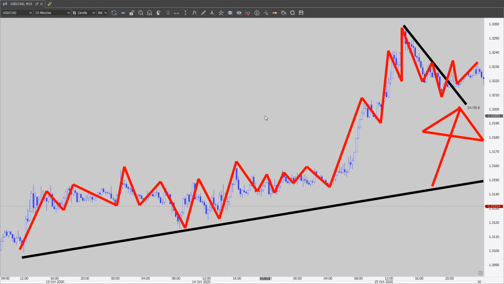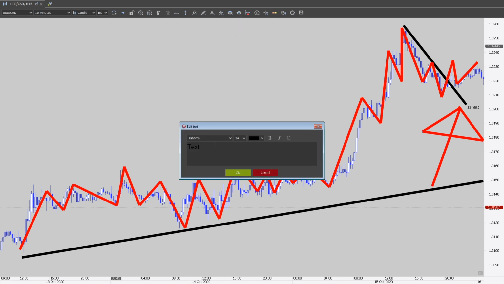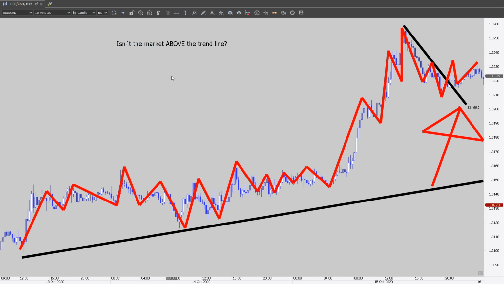SL, you are the teacher, I'm the student. Teacher, isn't the market making higher highs, higher lows? Aren't we above the trend line? Didn't the market break the counter trend line? So if you say, I don't know, isn't the market above the trend line?